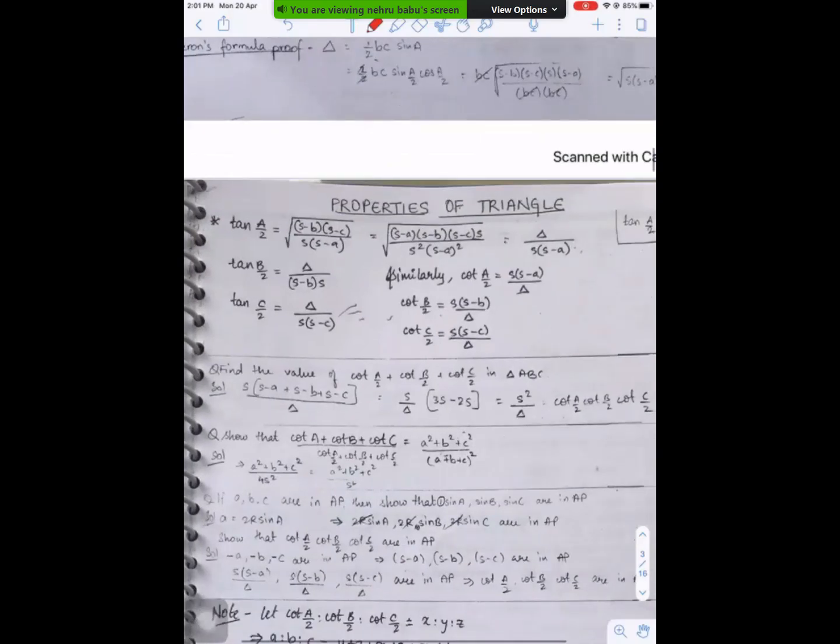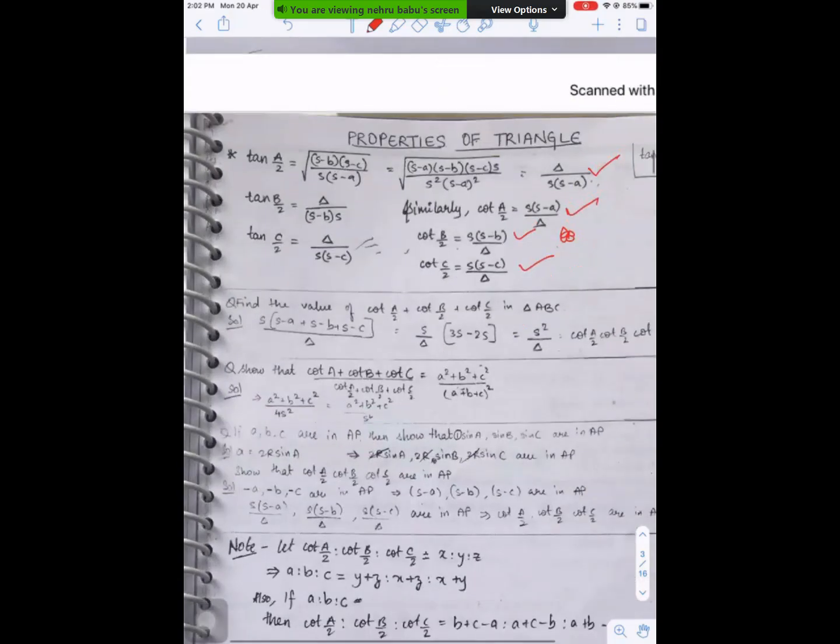And one more formula for tan A by 2: you can write sin A by 2 by cos A by 2. But instead of that, one more thing is delta by S into (S minus A). So from this only you can say cot A by 2. Here I wrote: cot A by 2 is S into (S minus A) by delta. Cot B by 2 is S into (S minus B) by delta. Cot C by 2 is S into (S minus C) by delta. These three results are very important. When you are solving arithmetic progression questions, this is what you use.